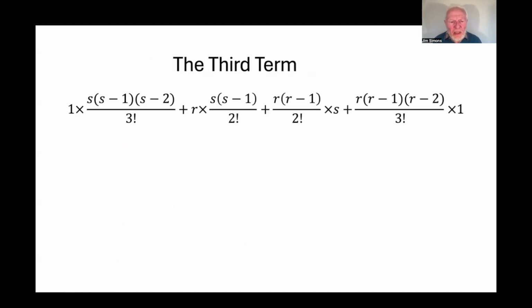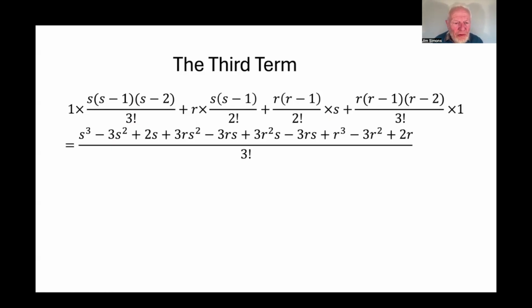So let's look at the third term. It's a little bit more complicated here. We have 1 times s choose 3, r times s choose 2, and so on. And again, I'm using this s choose 3 thing, not because it's actually s choose 3, but it's just a shorthand way of saying this. Okay, so we multiply it all out, put it over 3 factorial.